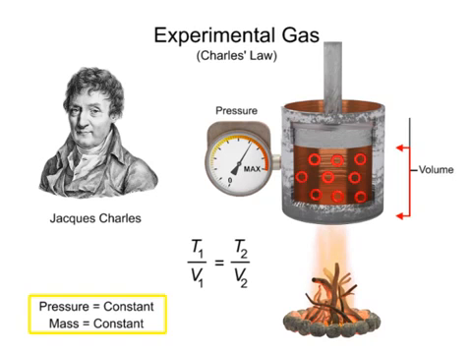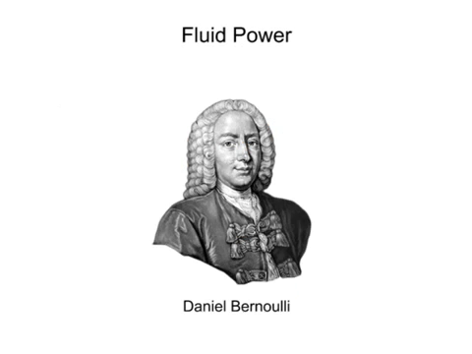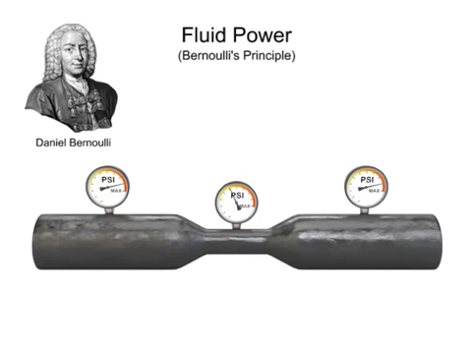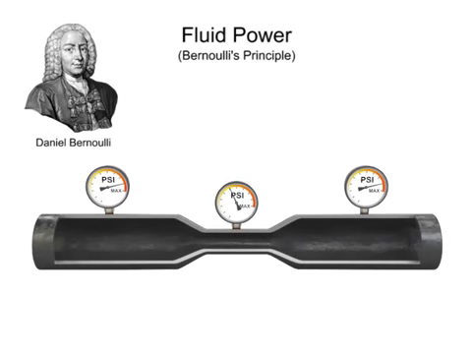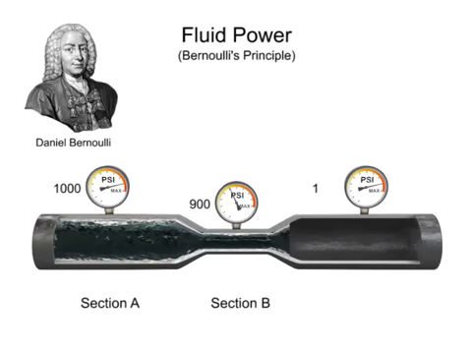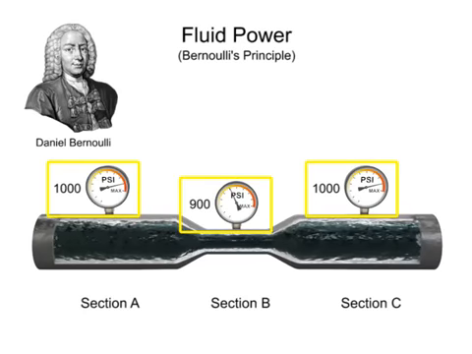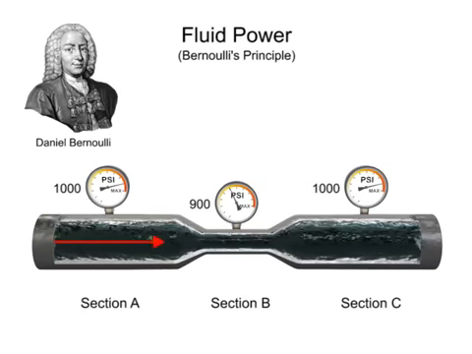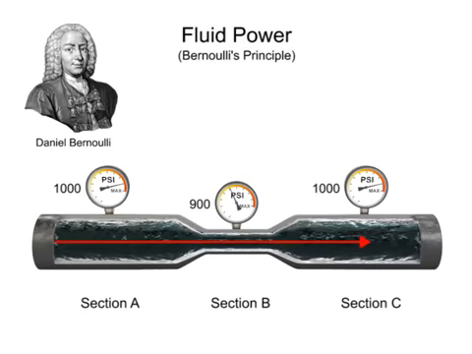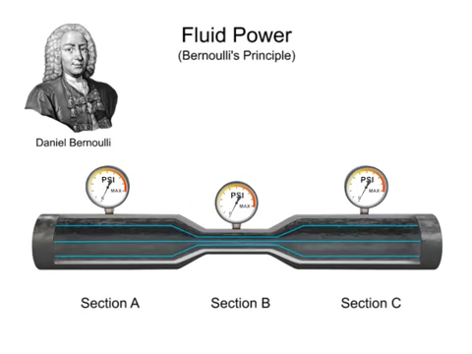In the mid-1700s, Daniel Bernoulli discovered another very powerful rule in the field of fluid mechanics, known as Bernoulli's principle. This rule is related to the theory of conservation of energy, which states that energy can neither be created or destroyed. In this fluid system, pressure is potential energy and fluid flow is kinetic energy. Bernoulli's principle states that an increase in the speed of an incompressible fluid occurs simultaneously with a decrease in pressure.